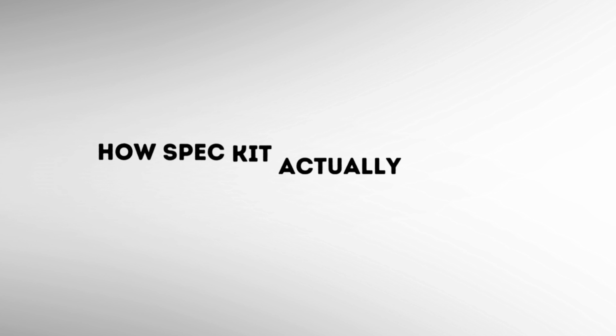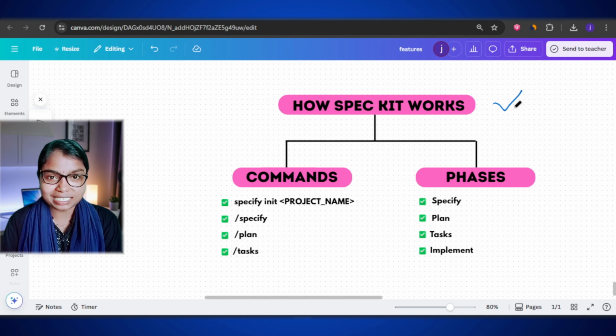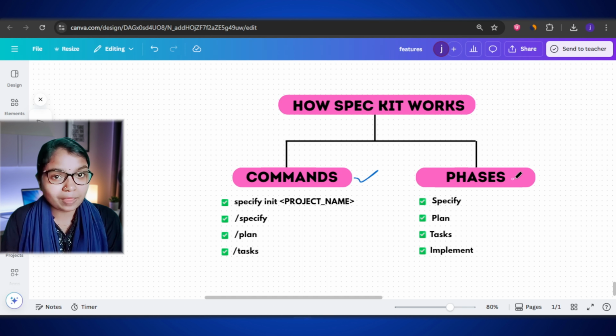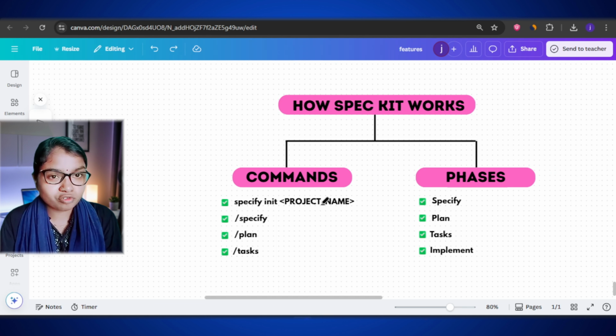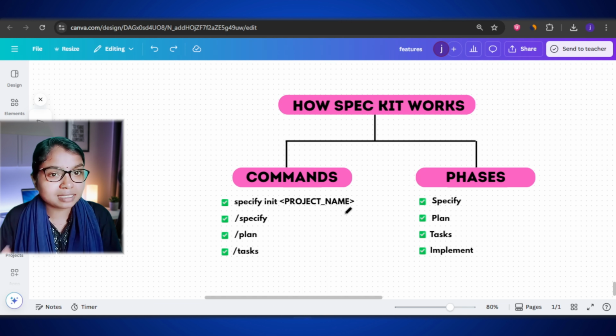Now let's look at the most important part: how Spec Kit actually works and what features it gives us. The best way to understand it is to break it into two parts: the commands we use and the phases of the workflow. First, the commands. Spec Kit works through a simple command line interface, or CLI. That means we type short commands and the tool guides us step by step.